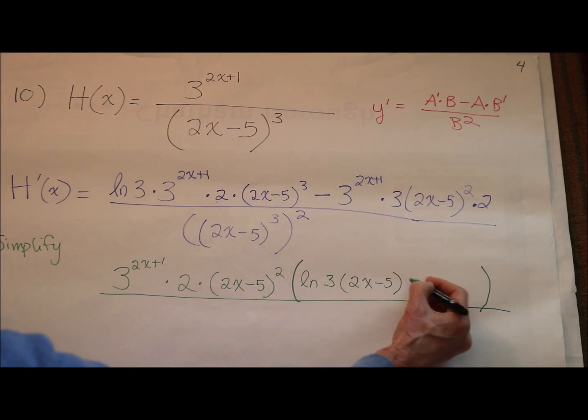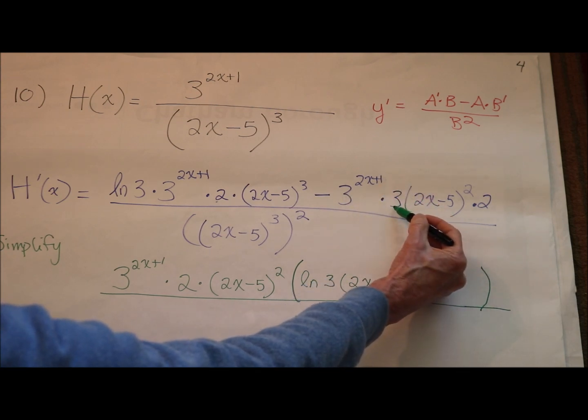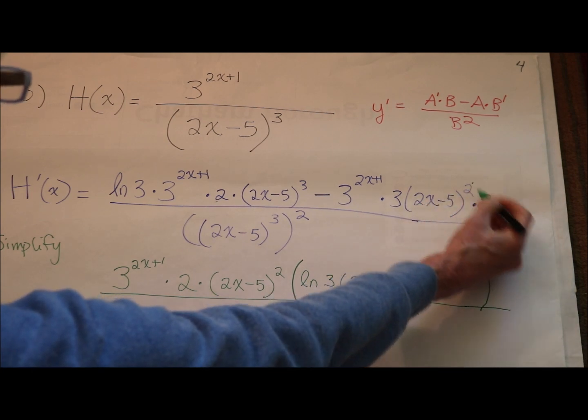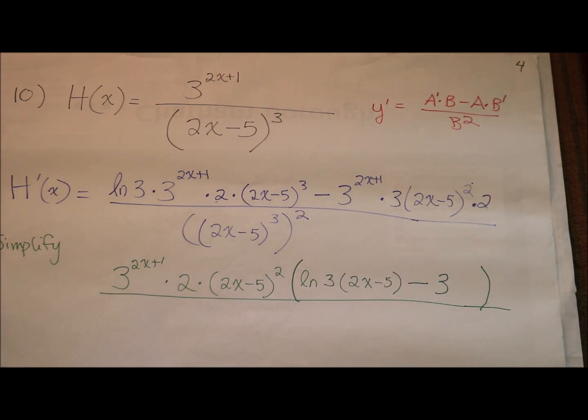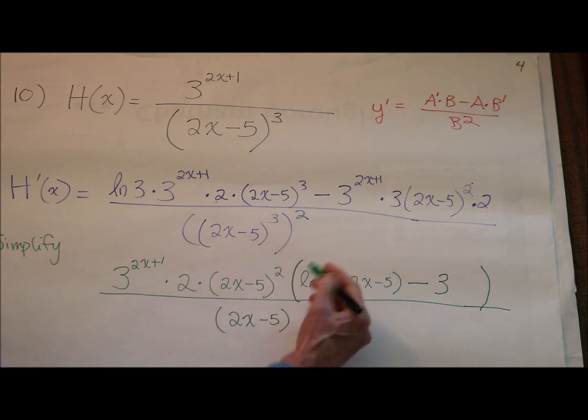Then I have my subtraction. This was taken out, that 3 is left behind. That was taken out, and the 2 was taken out. And in the denominator, I'm raising something to the 3rd to a power of 2, so that's going to become to the power of 6.